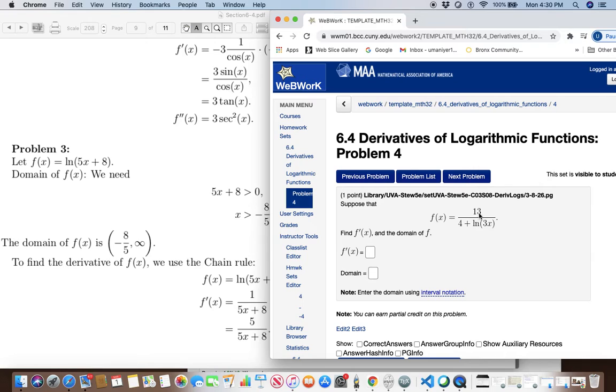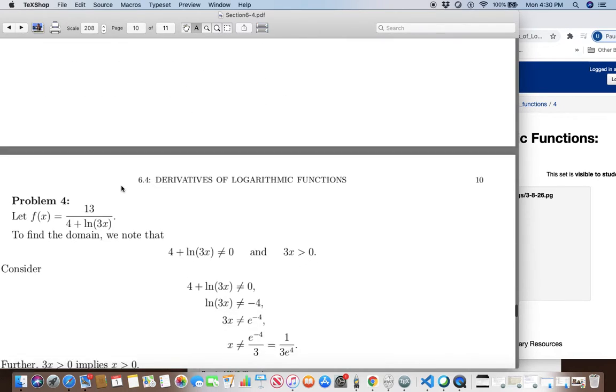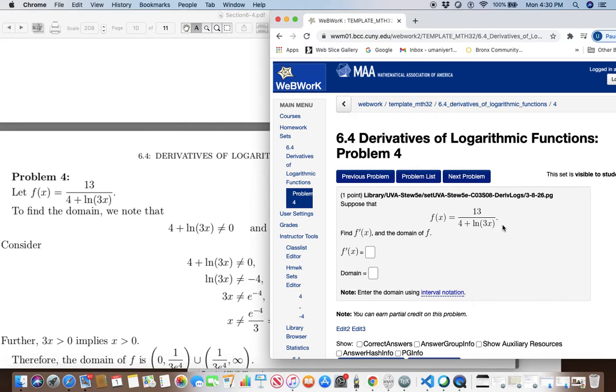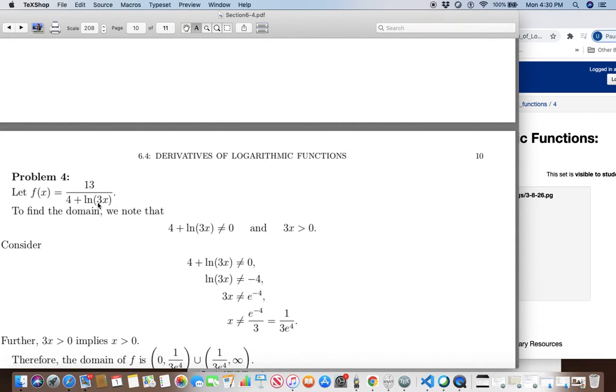Suppose that f(x) is 13 divided by 4 plus natural log 3x. Find the derivative and the domain. Make sure I have copied the question down correctly. All right, find the domain. First of all, the denominator must not be 0. Second, the argument of natural log should be positive. Both have to hold true: the denominator is not 0 and 3x is greater than 0.